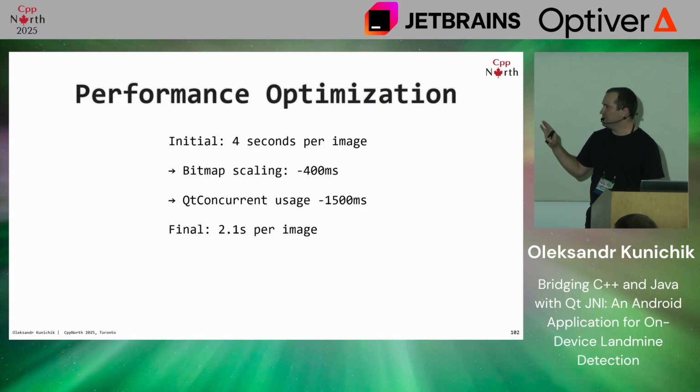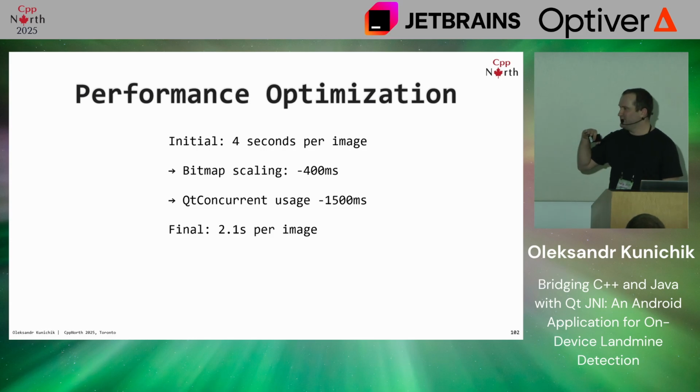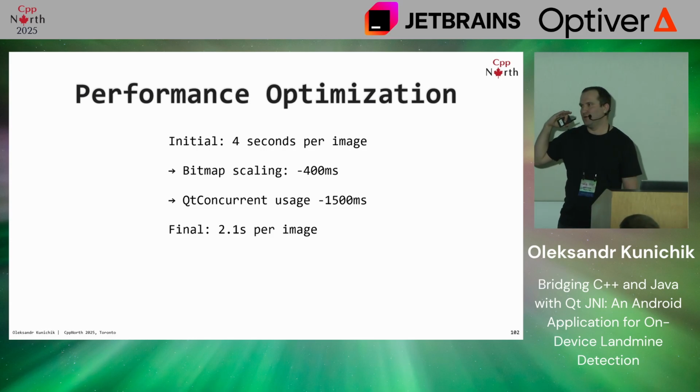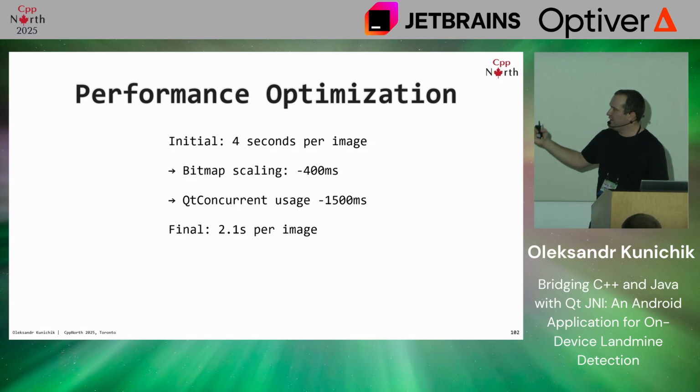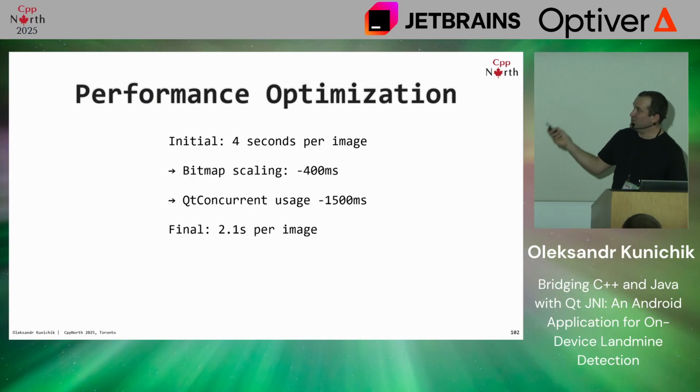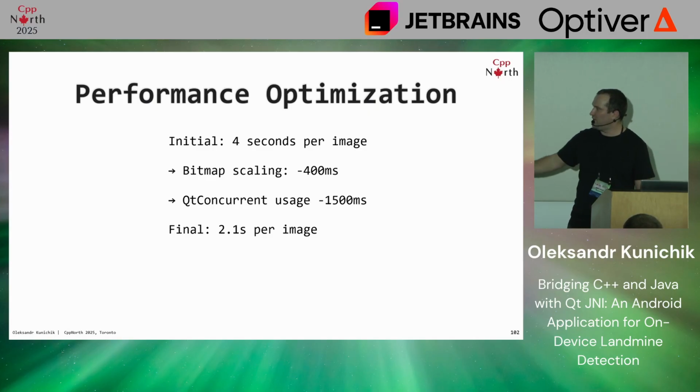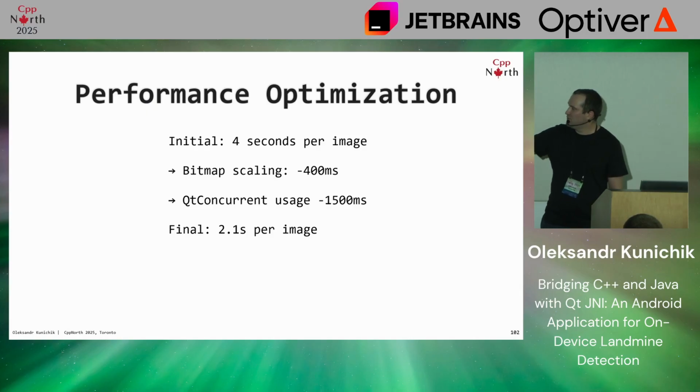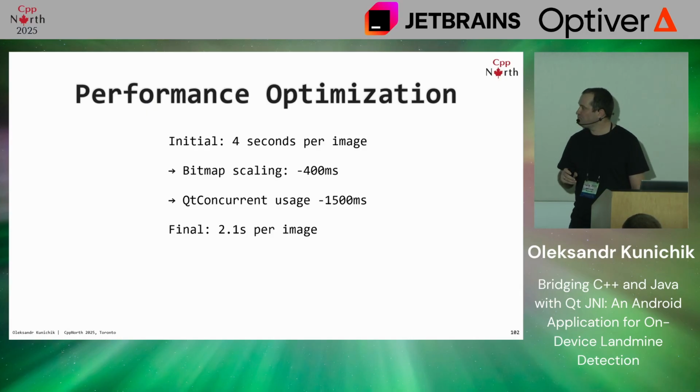Adding Qt Concurrent saved a lot of time. I also showed deleting, and creating thumbnails while already processing some images. So finally, I have 2.1 seconds per image, like on medium devices.